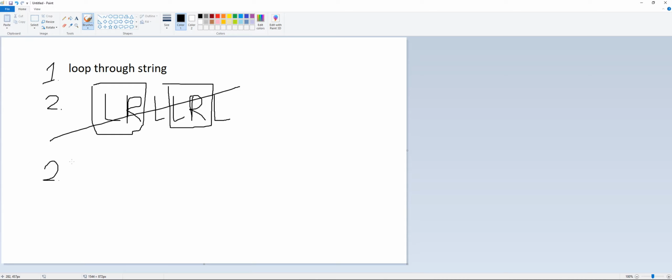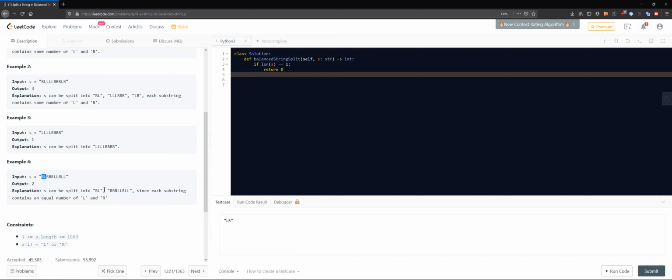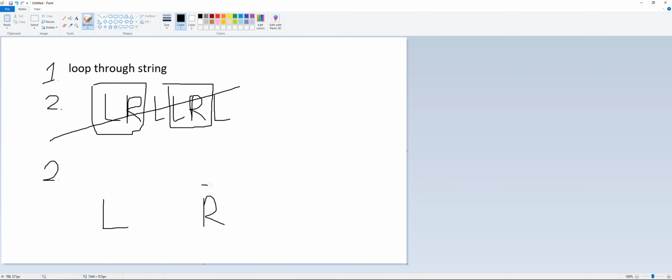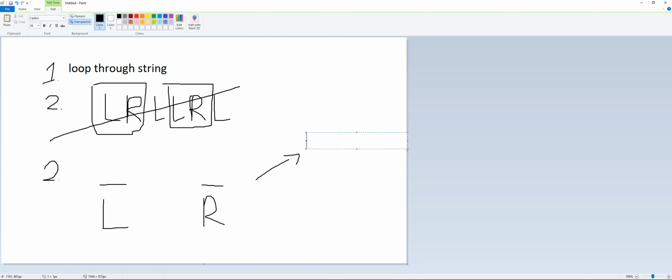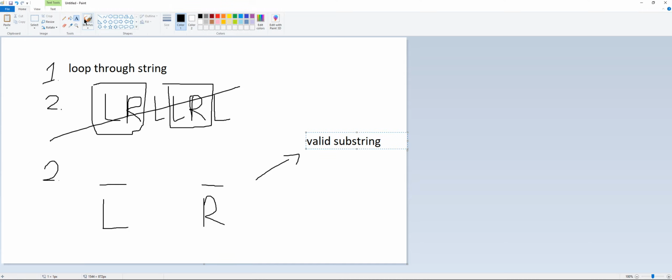We're still looping, right? But there are 2 counters, counter R, and let's not anger people that have some mild form of OCD or whatever. And the first counter for L, for example, in this case, the first counter for R would have a tick, and then when the second counter also gets the same amount of ticks, that means we are getting a valid substring. Okay.